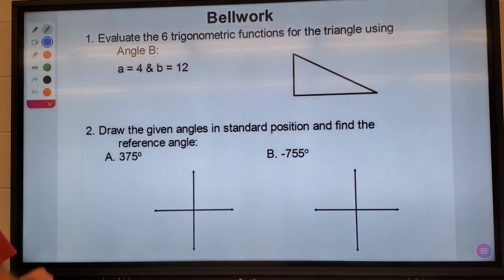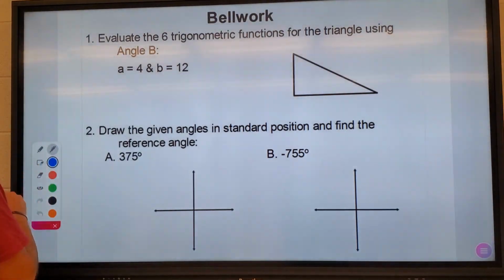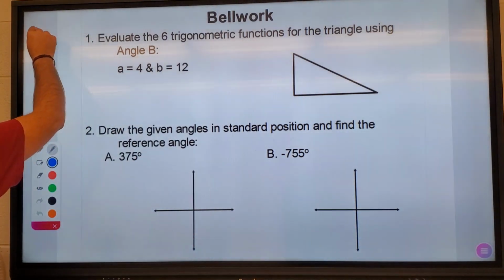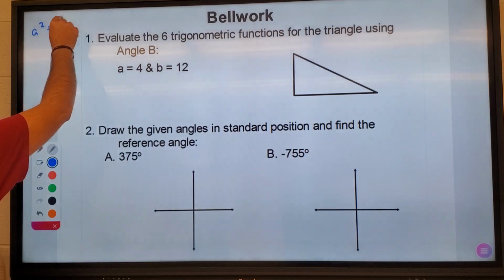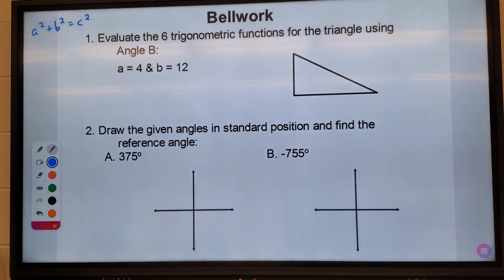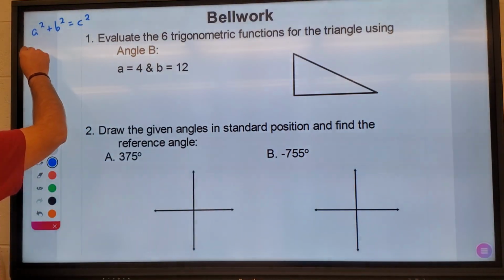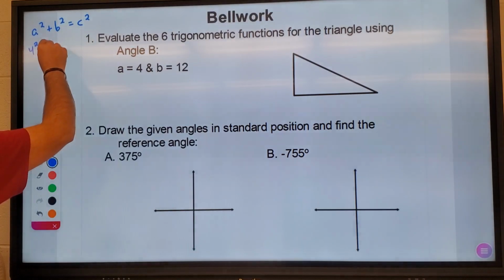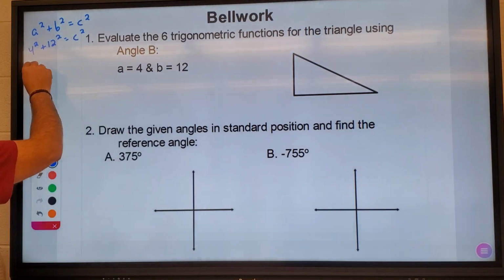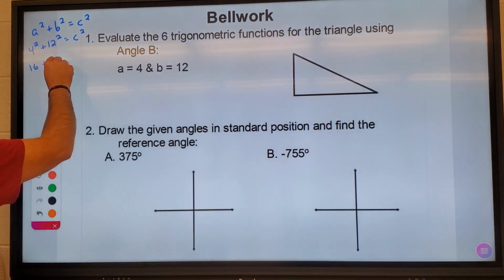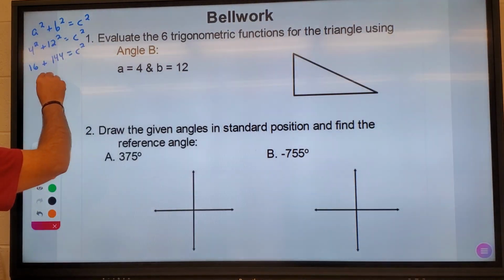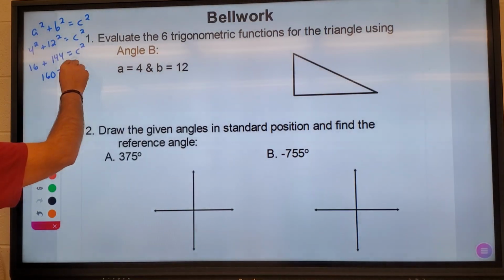Okay, so for number 1, we're going to start that by finding the value of C, because we're missing the value of C. So again, we do that by a squared plus b squared equals c squared, otherwise known as the Pythagorean theorem. You're going to plug in the values that you know. So we have a is 4 squared plus b is 12 squared equals c squared. 4 squared is 16 plus the 144 is equal to c squared. That gives me 160 equals c squared.